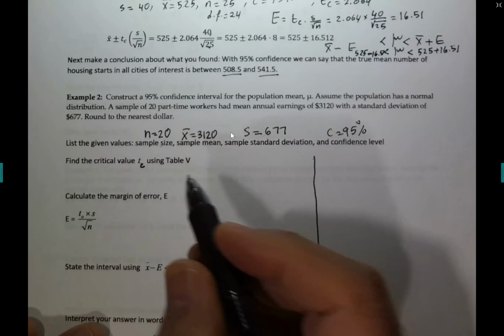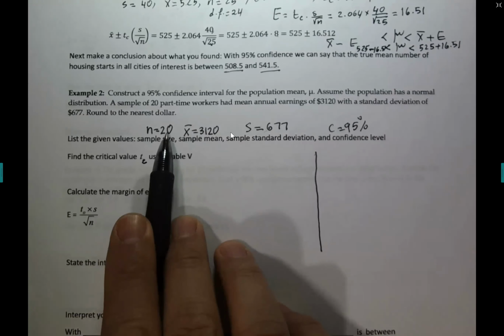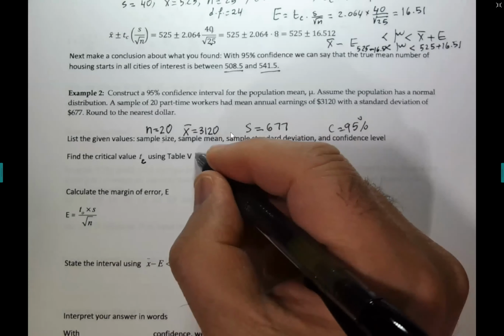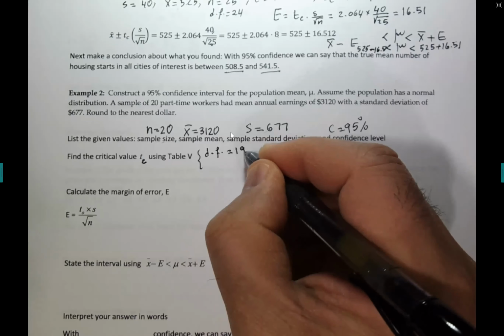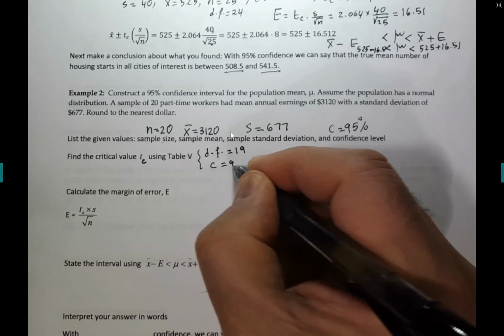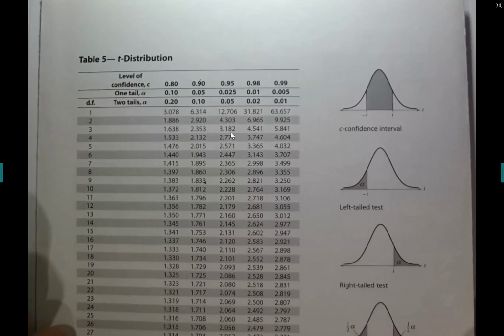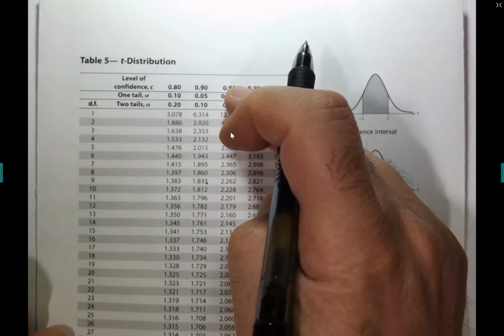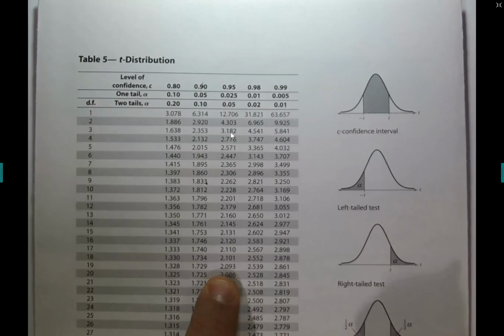Find the critical value TC using table 5. Okay, help me out, guys. So if N is 20, what's the degrees of freedom? It will be 19, and confidence is 95. There you go. 95, and I need 19. There you go, guys. It's 2.093.